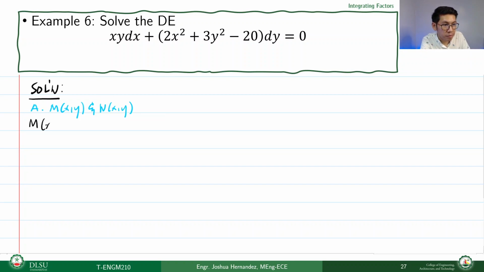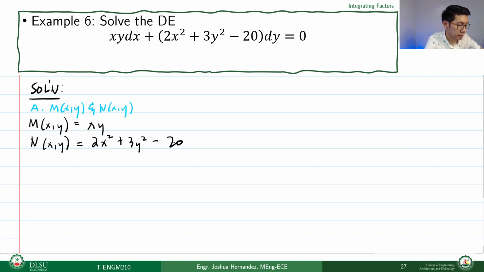So, M is clearly xy and N is 2x squared plus 3y squared minus 20. Yan. Now we move on to our next step, is we need to be pretty sure if this is exact or not. No. So we move to our test for exactness by satisfying the partial derivative of M with respect to y equals the partial derivative of N with respect to x.